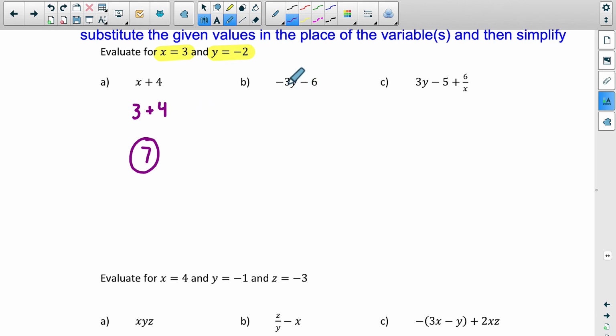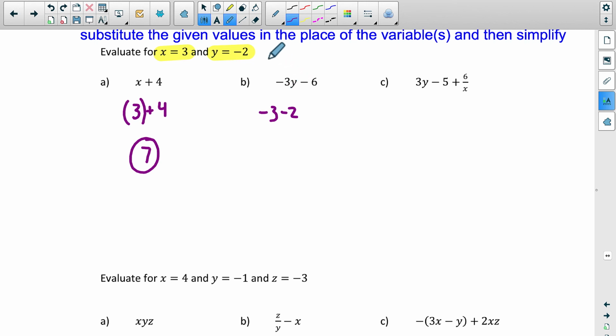Okay, in the next one, we have -3y and then take away 6. So I'm going to put -3. Now I have y, and y is equal to -2. Now be careful. Don't do this. Don't go -3 and then -2. It looks like -3 take away 2. When you are substituting in, a good safe practice, which I could have done back here too, is always put a bracket around the thing you're substituting in. So we substitute 3 in here. I could have put it in brackets. It wouldn't have changed anything.